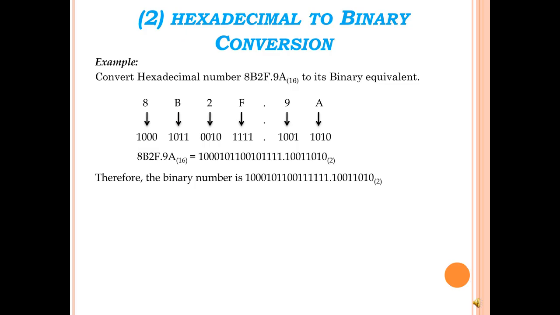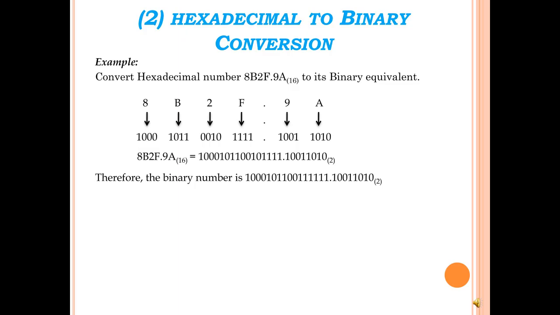Now comes hexadecimal to binary conversion. Now we have one example. Convert hexadecimal number 8B2F.9A base 16 to its binary equivalent. We can simply make the conversion because for hexadecimal format, when we convert it to binary, we use 4-digit numbers, as this is a 16-digit valuation.